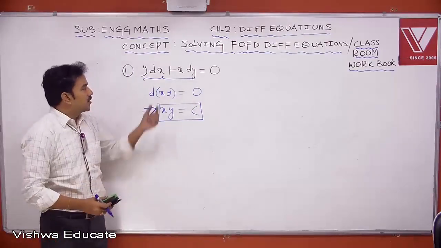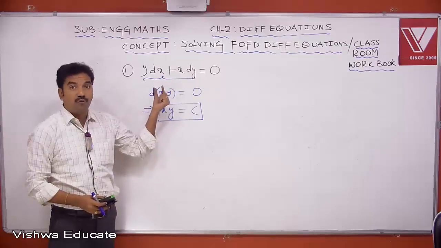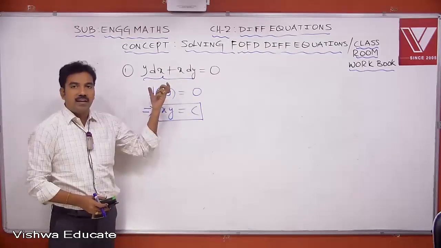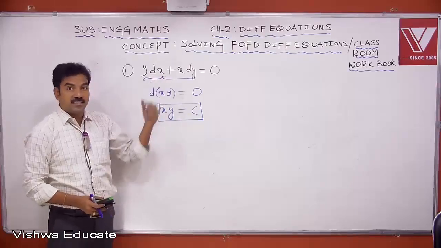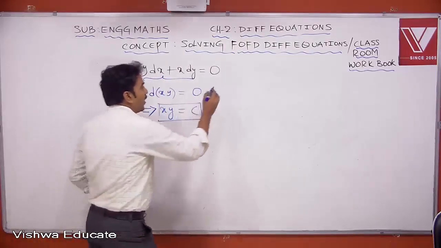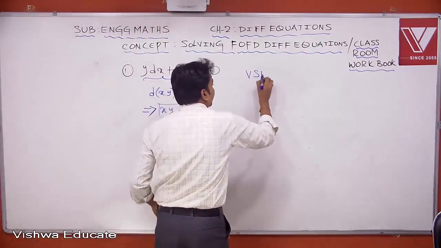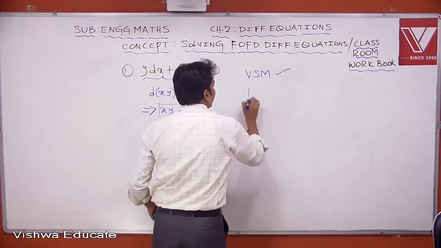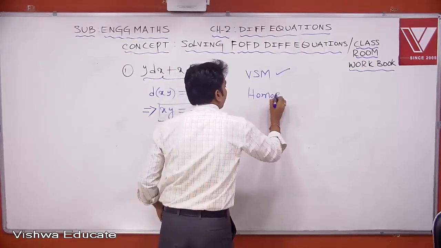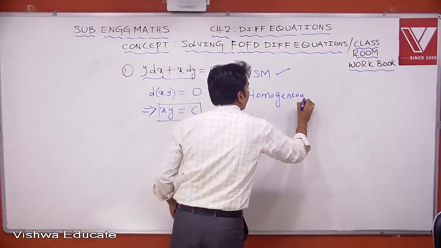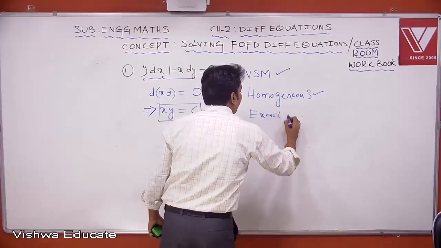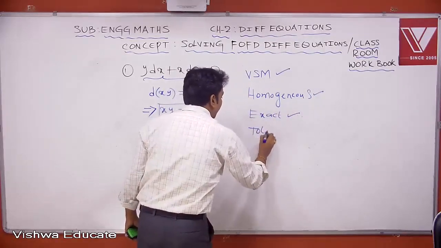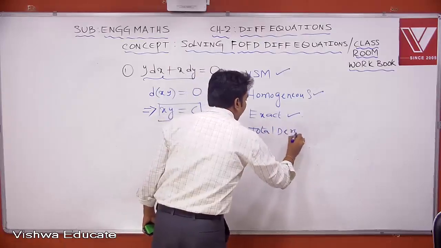Of course this can be handled by using separation of variables. This can be handled by the homogeneous method, and even this is an exact equation. So variable separable method is possible in this case. Homogeneous, it works. Even this is an exact differential equation, and we can solve this by using the total derivative method.